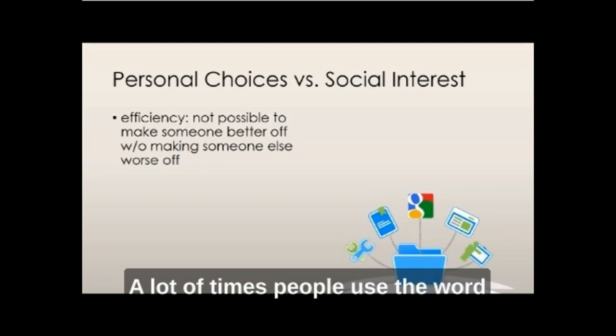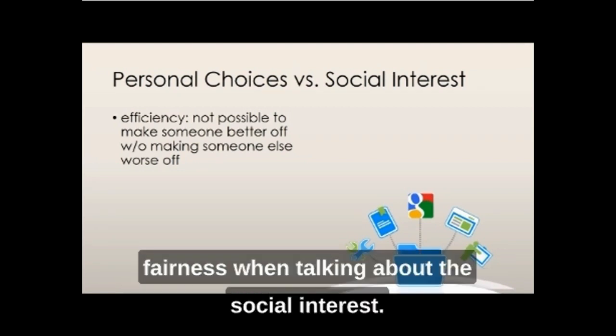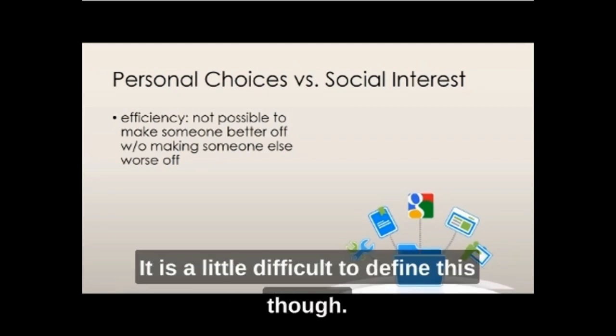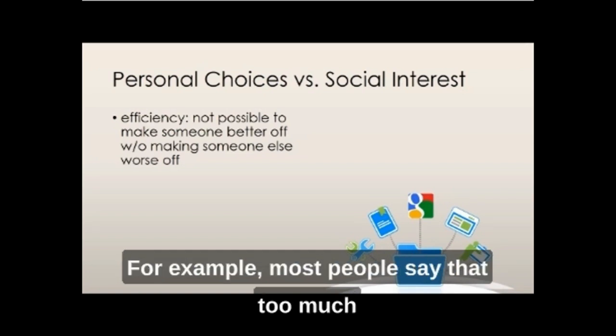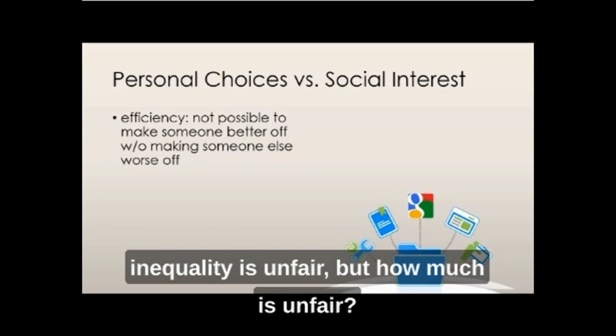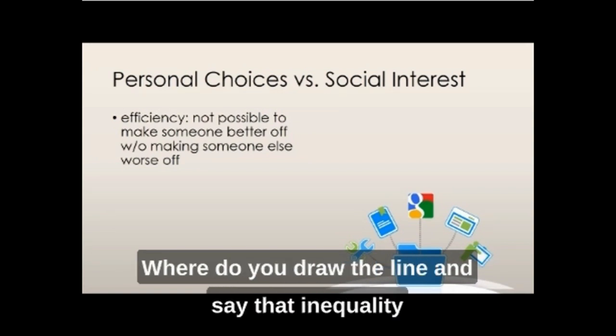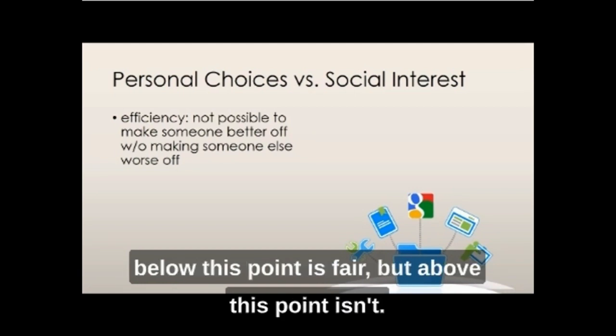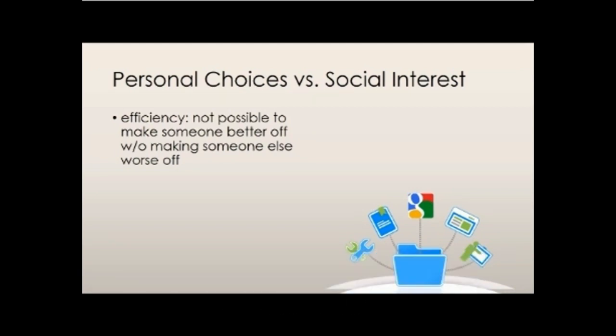A lot of times people use the word fairness when talking about the social interest. It is a little difficult to define this though. For example, most people say that too much inequality is unfair. But how much is unfair? Where do you draw the line and say that inequality below this point is fair, but above this point isn't?